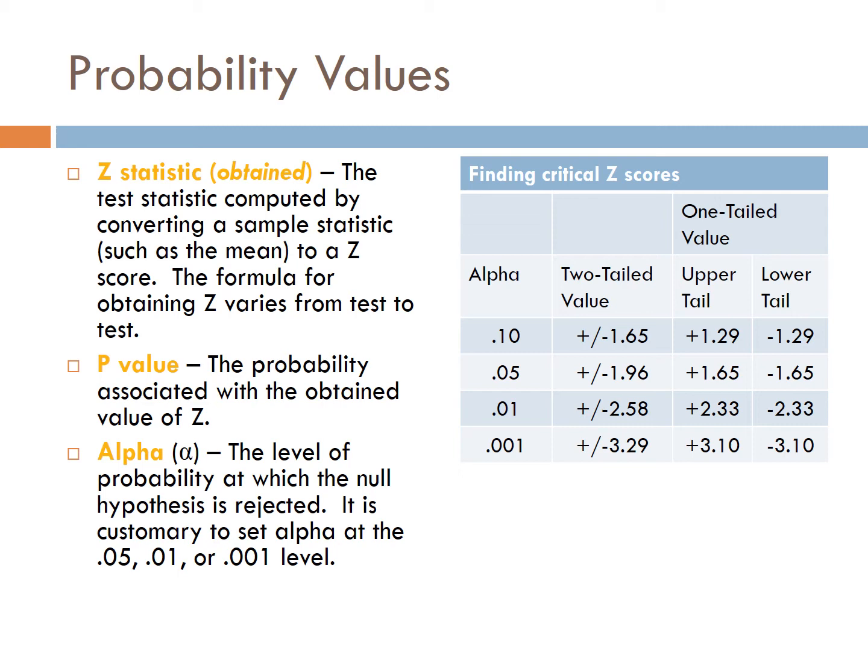So the p-value, as you learned in the probability lecture, is the probability associated with the obtained value of z. And the alpha level is the probability at which the null hypothesis is rejected. It is customary to set alpha at the 0.05 or 0.01 or 0.001 level. In our case, we're going to use 0.05. And again, as the p-value goes down, the z-score goes up. They're in opposite directions.